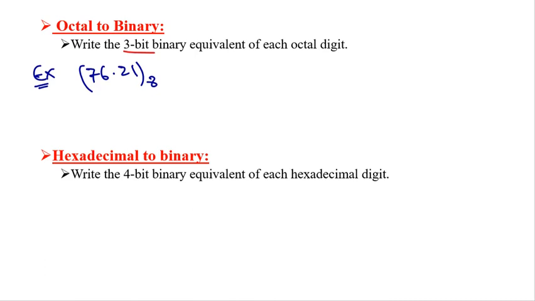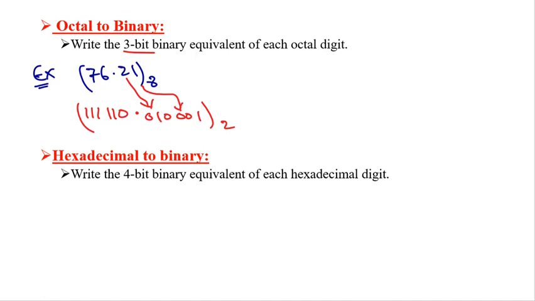The first octal digit is 7. The binary equivalent of 7 is 111. The next octal digit is 6, and its binary equivalent is 110, point. The next octal digit is 2. The binary equivalent of 2 is 010, and the next octal digit is 1. The binary equivalent of 1 is 001. So this is how you convert your octal number into binary, by writing the 3-bit binary equivalent of each octal digit.